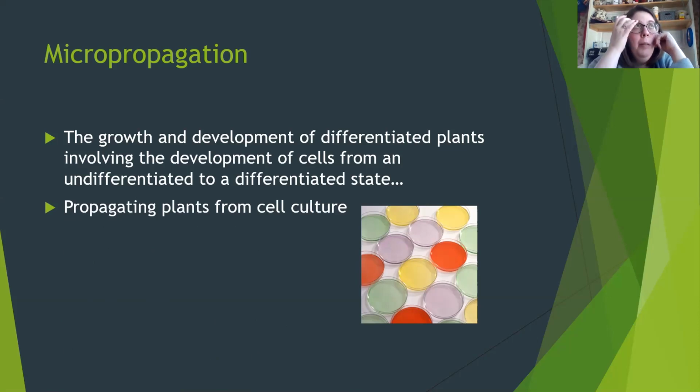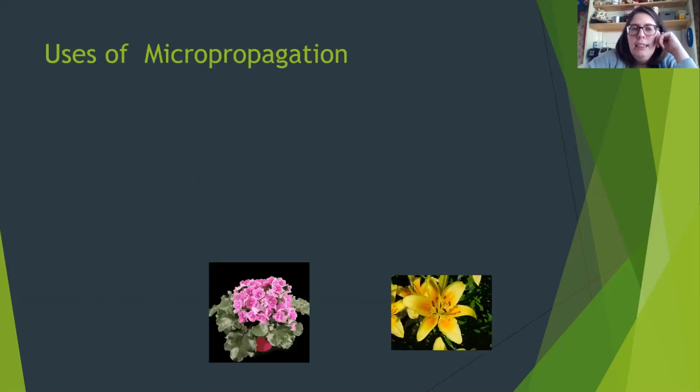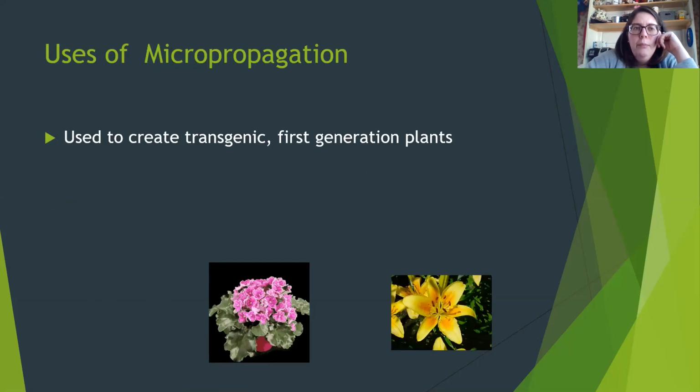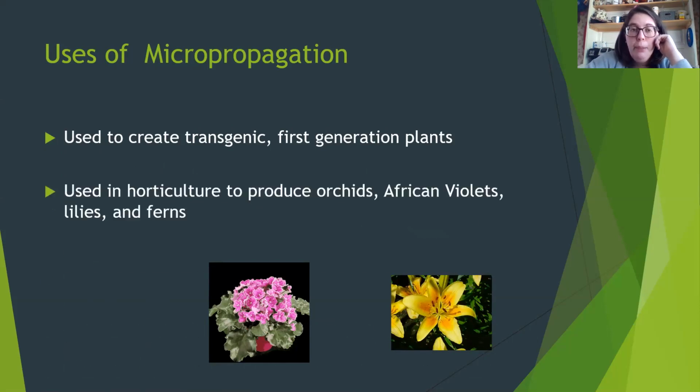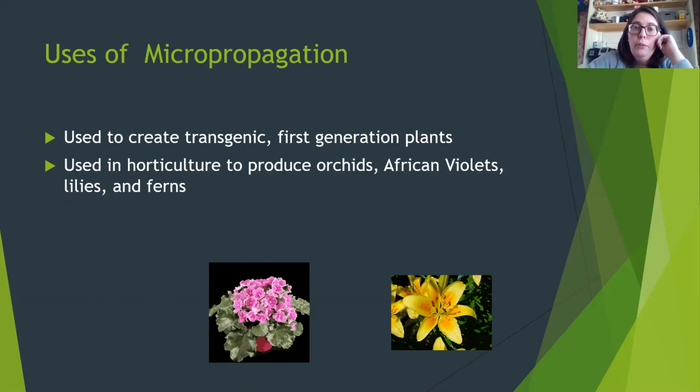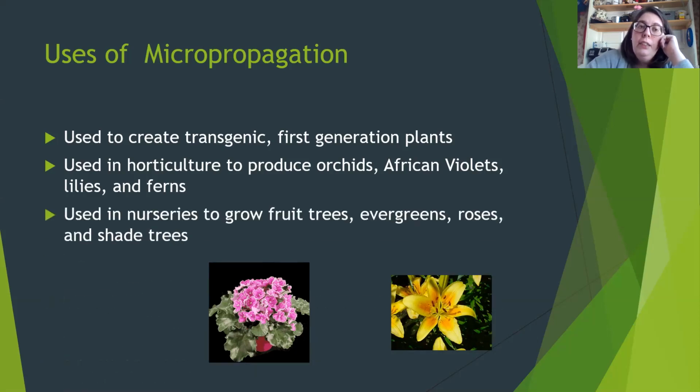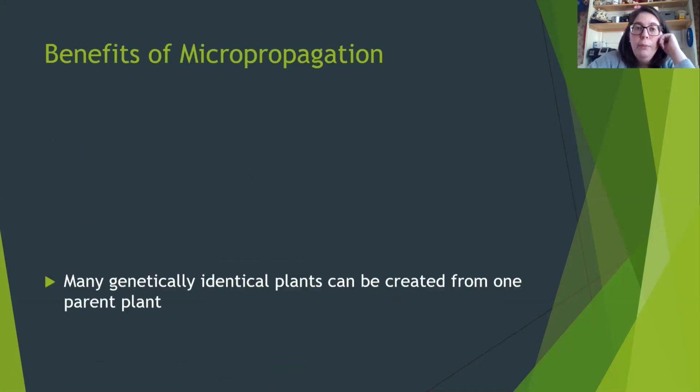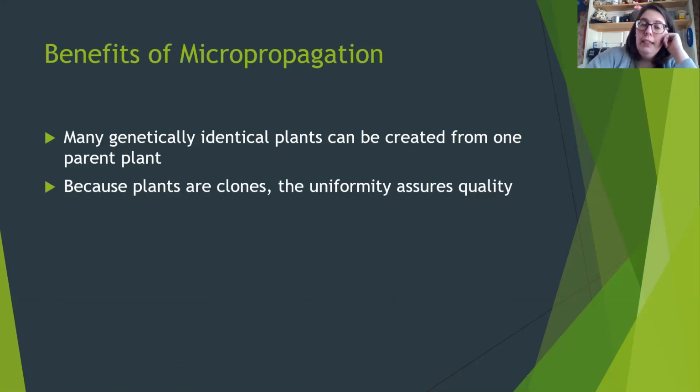At Bayer Crop, 5 miles down the road from Jordan High School, this is how they grow all of their research plants. It's super interesting. Unfortunately, they no longer let us into their facility, which kind of stinks because I'd really like y'all to see it. Uses of micropropagation: it's used to create transgenic first-generation plants. It's used in horticulture to produce orchids, African violets, lilies, and ferns. And it's used in nurseries to grow fruit trees, evergreens, roses, and shade trees. Sounds so pleasant.